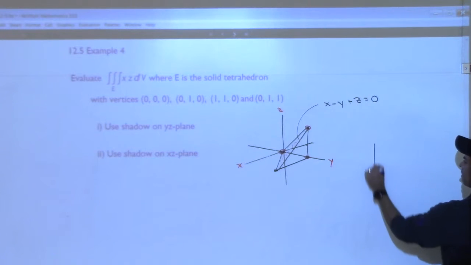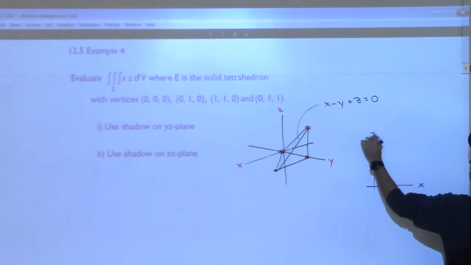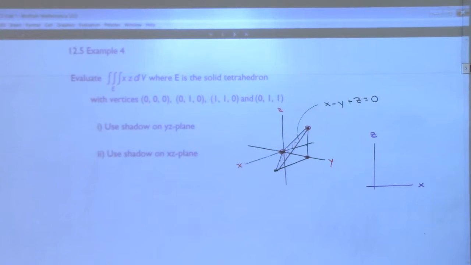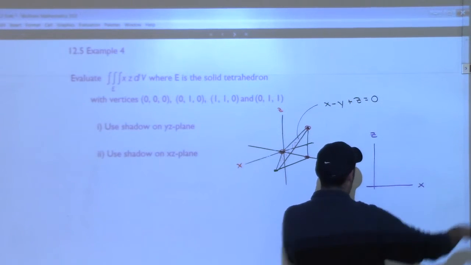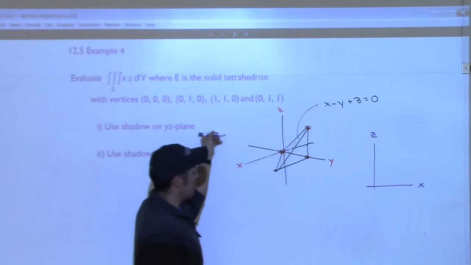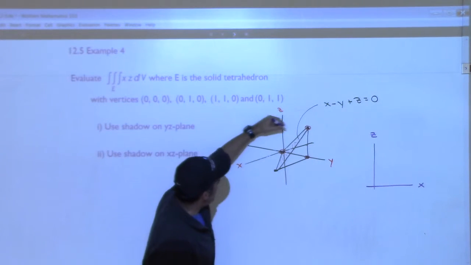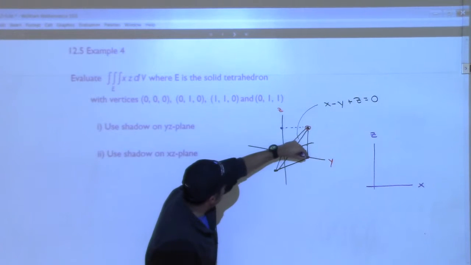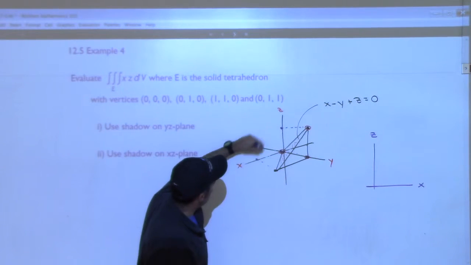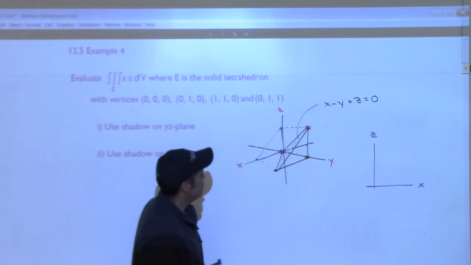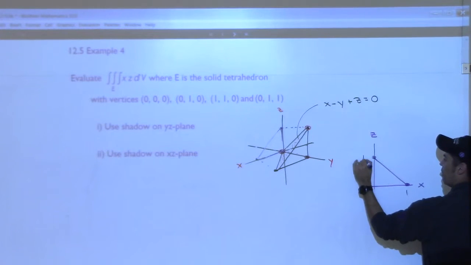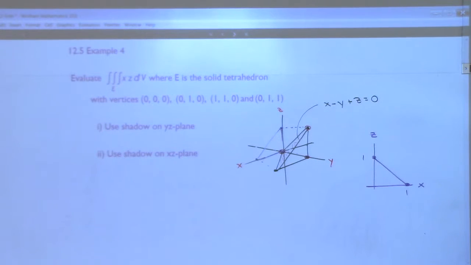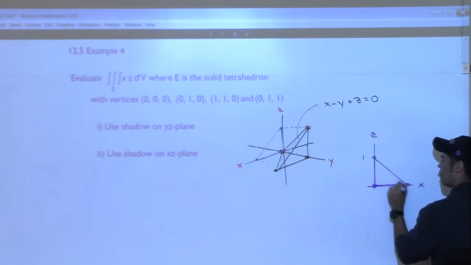X, we're doing x and then z, right? Like that? So x positive direction is that way and z is positive that way. So it's almost like we're looking at it from this side. Yeah. So we have this point comes over to here, this point comes over to here, this point comes over to here. So we have that triangle like that. So that looks like this over here. 1 here, 1 here. Right, so that is our shadow right here. This piece in here.